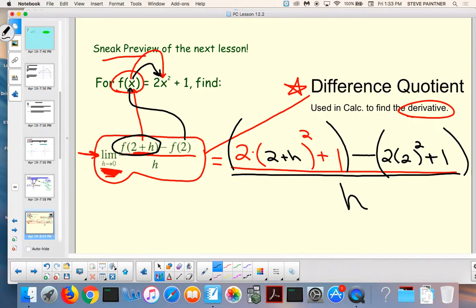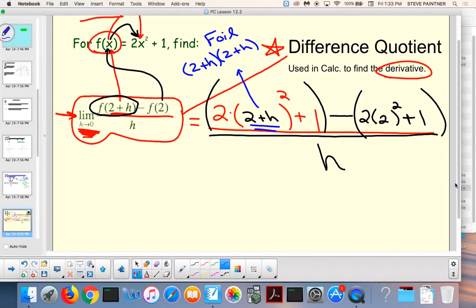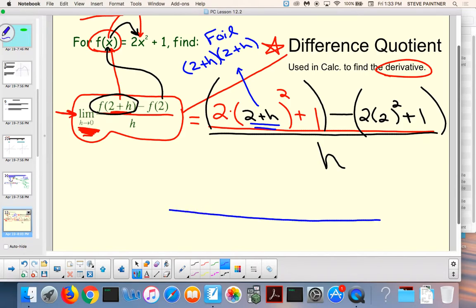Something happened here. Just take a look at it. Just something slightly wrong. Slightly. Okay, I'm going to have to tell some of you this. 2 plus h squared really means 2 plus h times what? 2 plus h. So you have to do this. You have to FOIL that piece out. What is 2 plus h times 2 plus h? Okay, hang on, John. One second. That's a 2 in front, okay? Then I got the plus 1.